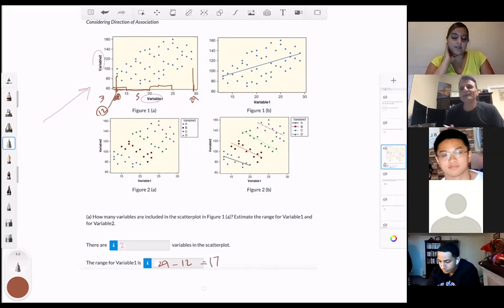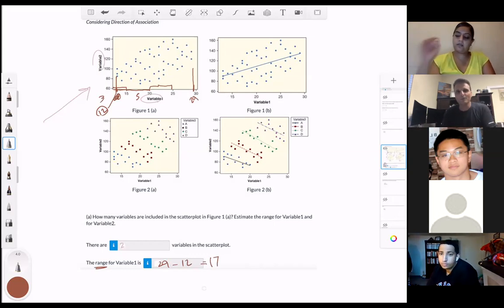Okay, so the keyword here was range. If you don't know the definition is max minus min, you cannot do it. If you know it, you will laugh in the exam at how simple it is.